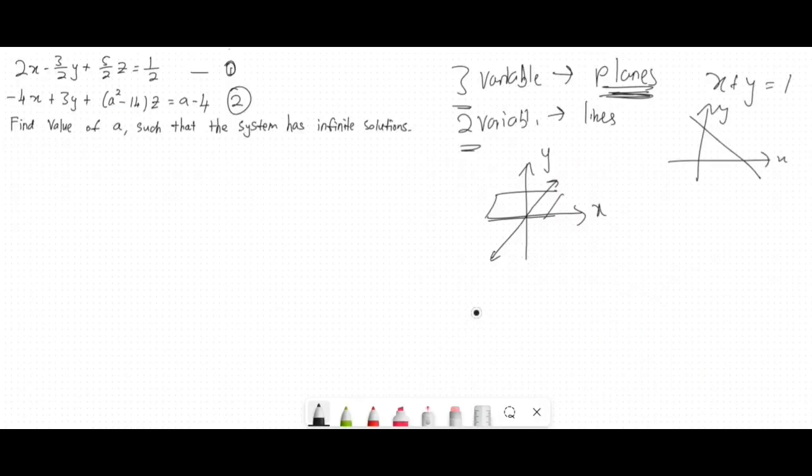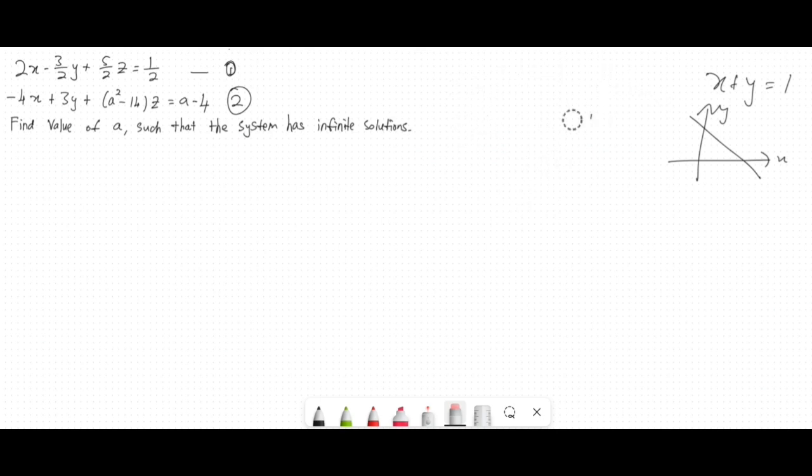Let's go back to here. Okay. So, get it, three variables is a plane. Alright. So, now they're asking for these two equations such that they have infinite solutions. What's the value of a such that these two have infinite solutions? Let's look at lines first so that we can draw a comparison.